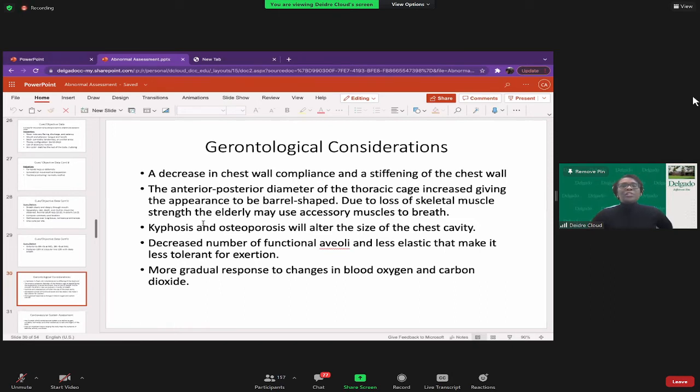Any questions about gerontological considerations? I was curious if surfactant would decrease as people age. Will it decrease? Yeah. Find out and put it in a discussion post. All right, I'll do that. Everything decreases. So you're going to hear me say that a lot in clinical. If I don't know, you're going to find out and you're going to present it to the whole group.